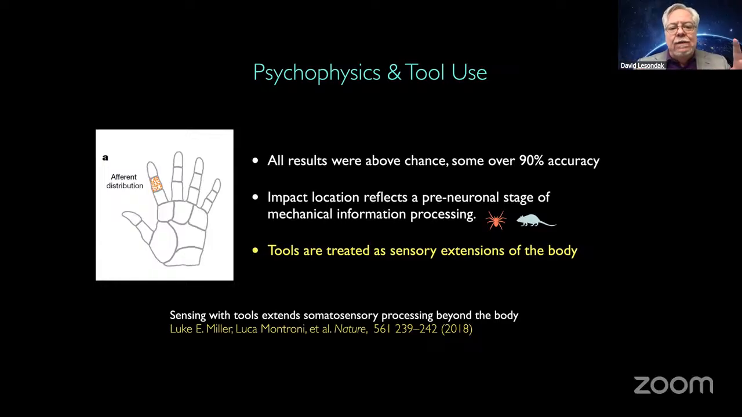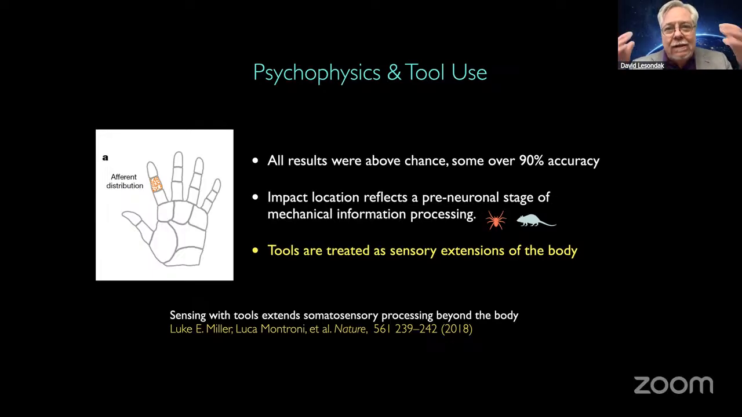There is a pre-neuronal stage of mechanical information processing. So think about spiders, think about mice, rats, those little whiskers in the front of the mice. They are sensing the environment ahead of the creature, and they're sending that non-neuronal processing to the brain to tell them what's in the environment where they can't quite see yet. Or in the spiders, what's going on around the web. And what we've learned from this experiment and other experiments, and I don't think I have that slide in this deck, but they did one with a rod and a tool, is that tools are treated as sensory extensions of the body.